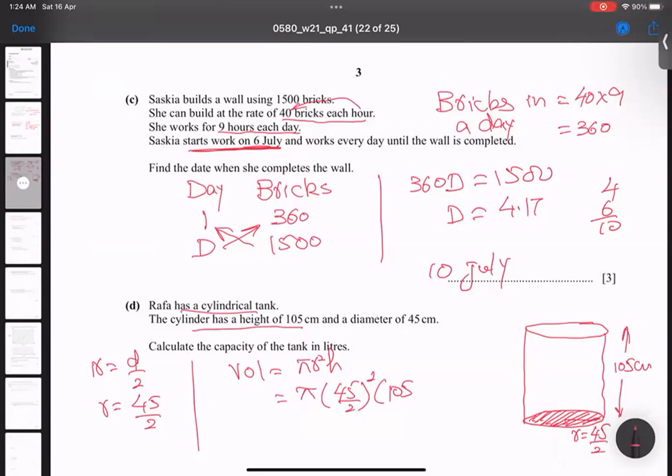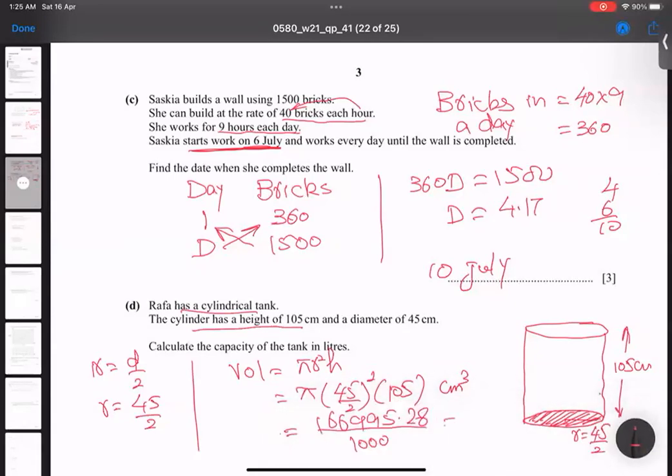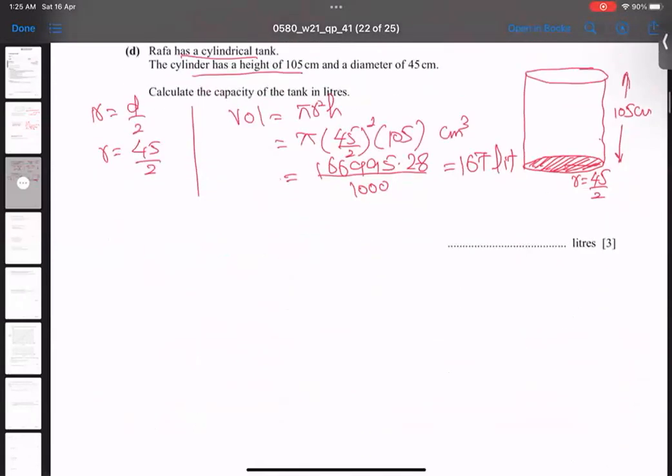So if I check it, I'm getting the answer in centimeter cube. That centimeter cube I will convert into liters by dividing by 1,000. I'm getting 166,995.28 divided by 1,000, and dividing by 1,000 means the decimal goes 3 jumps: 1, 2, and 3. So I'm getting 167 liters total capacity. That's it. Question number 2 is completely over. Let's go for the next question.